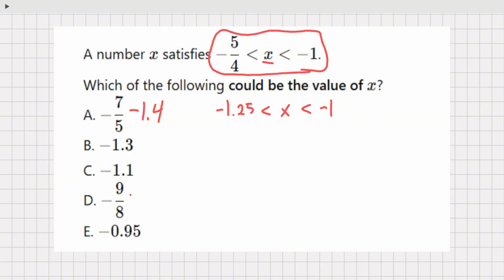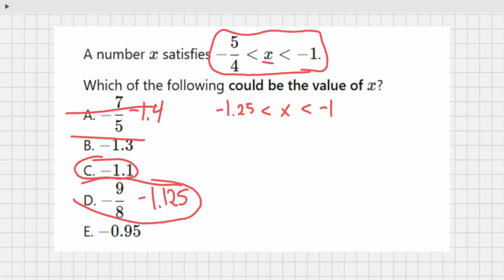And we can go to our other fraction, 9 divided by 8. This is also negative 1.125. So we're looking for which one of these numbers is between negative 1.25 and negative 1. Negative 1.4 is less than negative 1.25. Same thing for negative 1.3. Actually, wait. C is negative 1.1. And also, these are the exact same. Oh my goodness. That's frustrating that there are two answers here. So both of these actually satisfy the value of x.